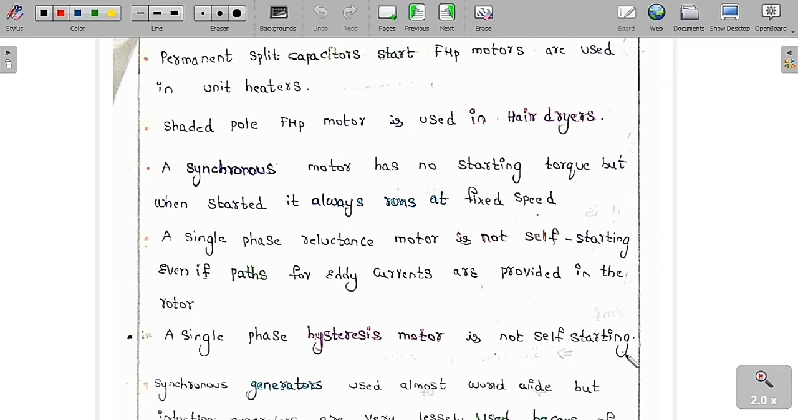So a single-phase hysteresis motor and a single-phase reluctance motor are both non-self-starting, which means the initial starting torque is equal to 0 in these two cases. Finally, a single phase reluctance motor is not self-starting even if paths for inductor currents are provided in the rotor. Similarly, a single phase hysteresis motor is not self-starting. I've already told you the hysteresis motor works on the principle of hysteresis losses, whereas the reluctance motor works on the principle of reluctance losses.